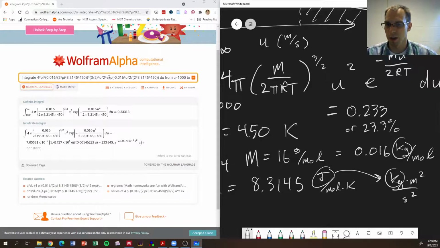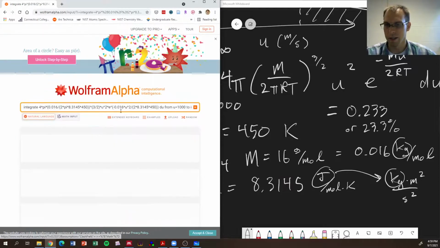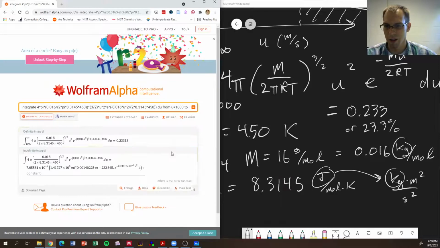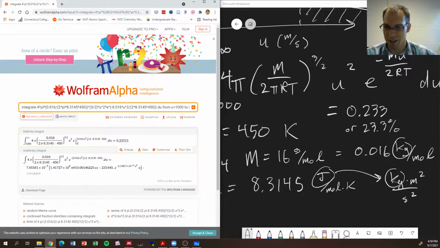Just to show this would work, writing this out differently, if we write e raised to this, we should get the exact same answer. We get the exact same answer. It just writes out the exponential here, whereas before it just had the exp, but we get the exact same value here.